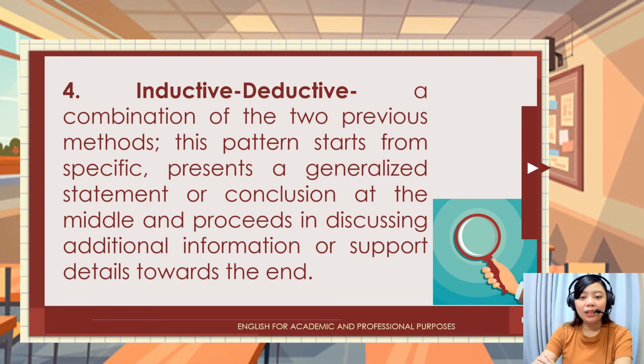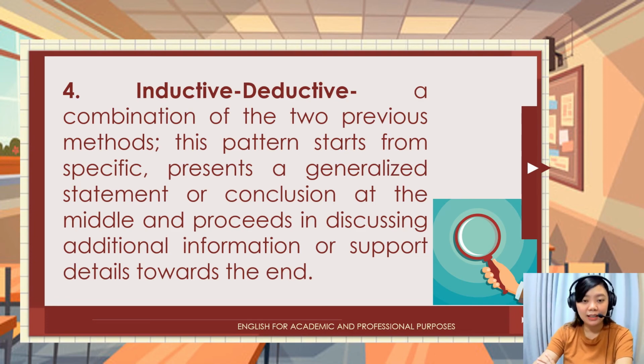So now we have the inductive-deductive combination. If we have deductive-inductive, we now have inductive-deductive, where it starts with the specific and then presents a generalized statement or conclusion in the middle, and then proceeds in discussing additional information or support details towards the end, which follows the structure specific, general, then specific again. Unlike deductive-inductive, where we follow general, specific, general. For inductive-deductive, we follow specific, general, and specific, going back to specific again.